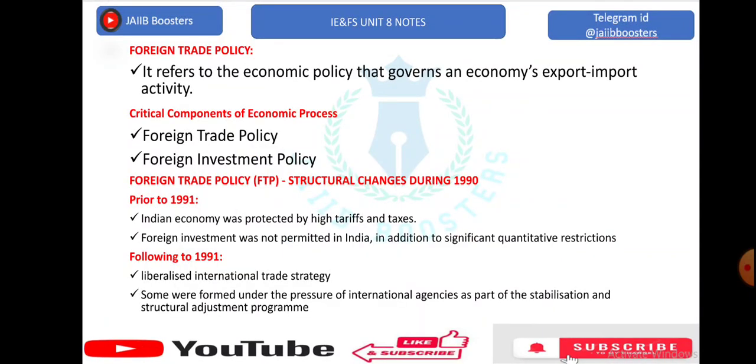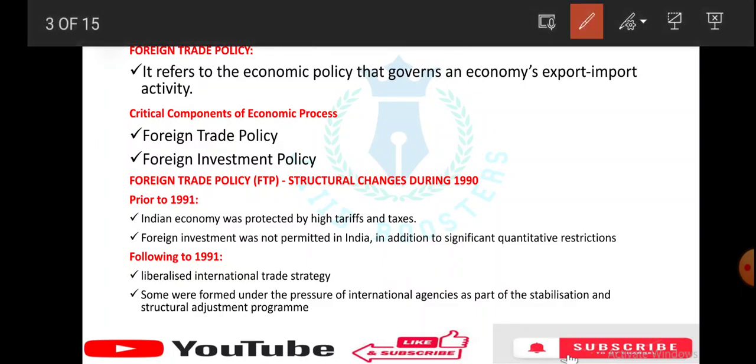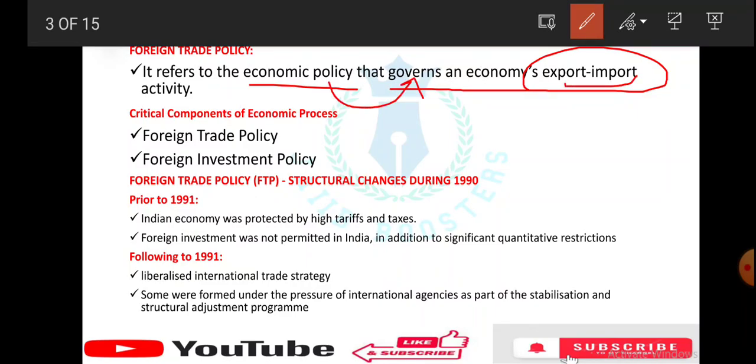Foreign trade policy. What do you mean by foreign trade policy? It is nothing but economic policy that governs an economy's export and import activity. Foreign trade policy is a policy which governs export and import activity. What are the critical components of economic processes? It is foreign trade policy and foreign investment policy.